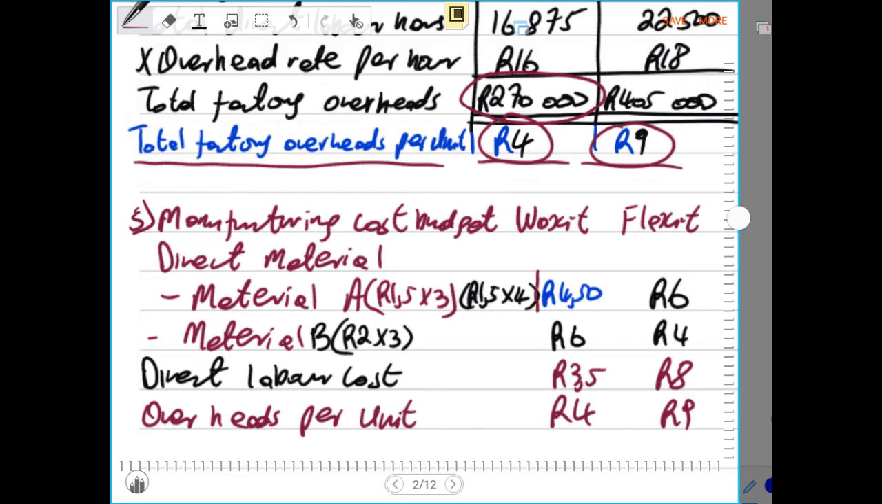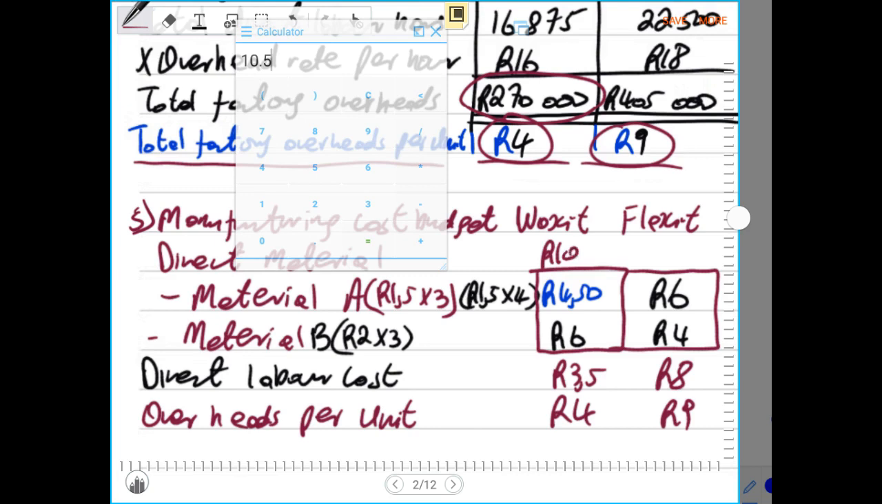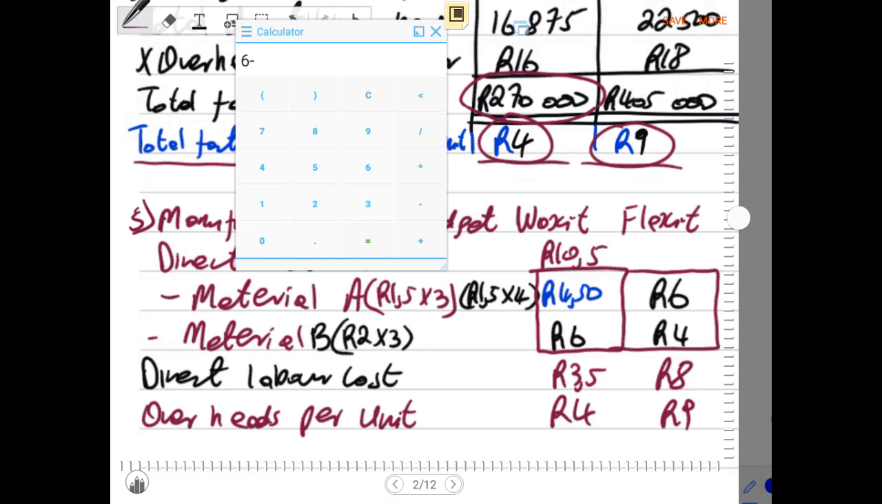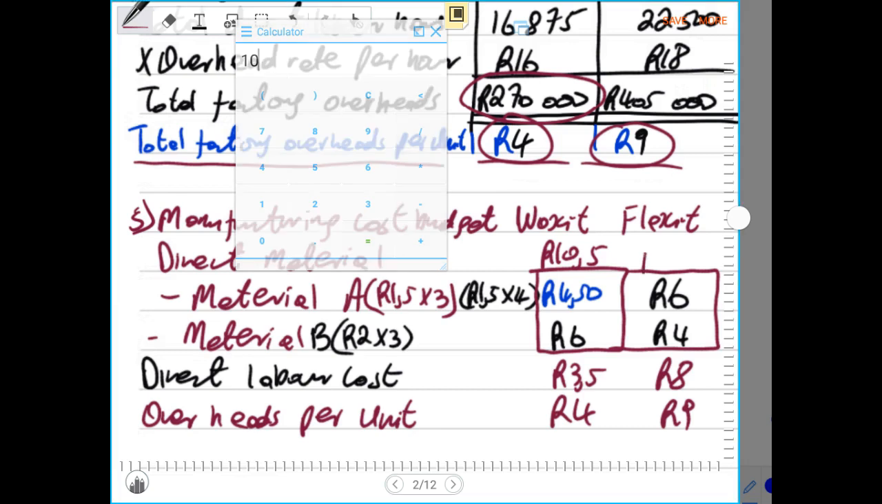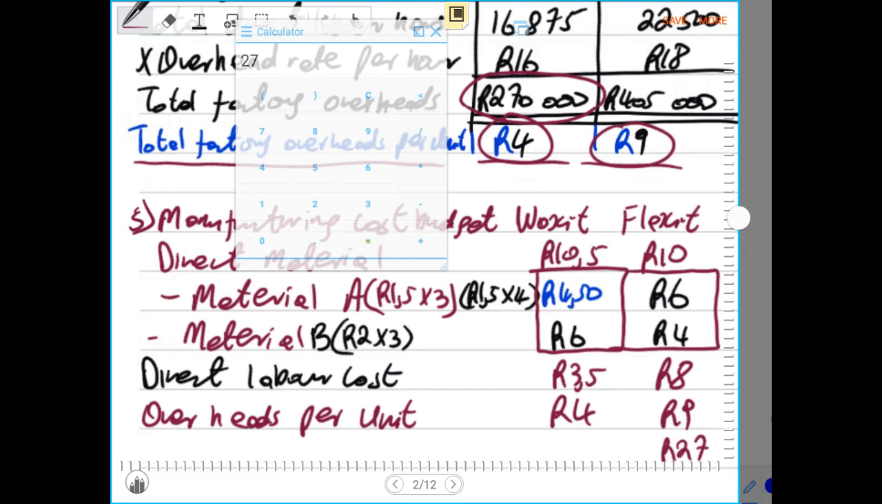Then after, we have our total direct material separately here, because we added 2 amounts. So now it will be 4 rand 50 cents for product worksheet plus 6 rand. That will give us 10 rand 50 cents of material. Then we say 6 rand plus 4 rand, that will give us 10 rand of direct material cost. Therefore now we say 10 rand plus 8 rand plus 9 rand. Therefore that will give us a total of 27 rand.